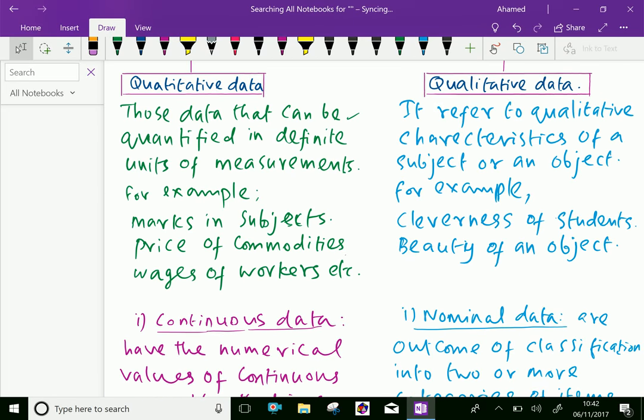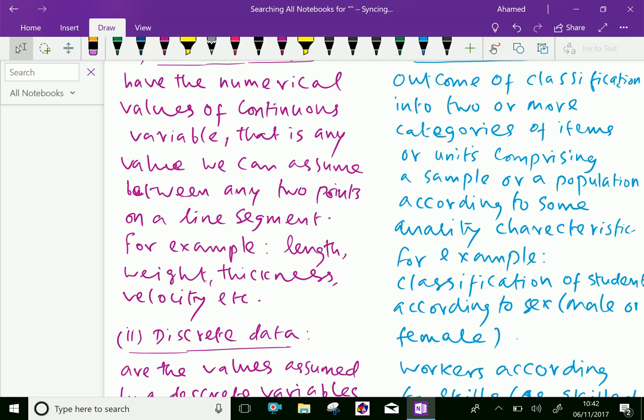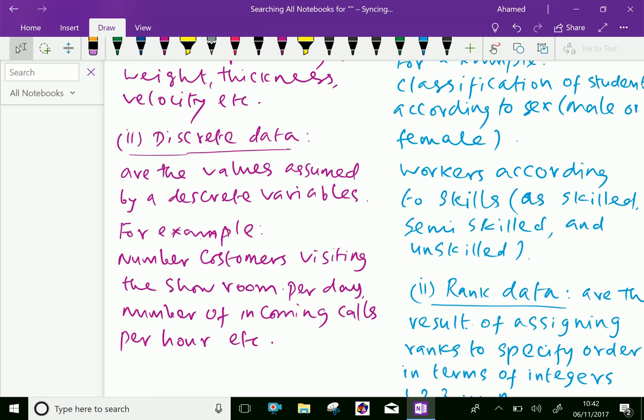Quantitative data are further divided. First one, continuous data. Continuous data have the numerical values of a continuous variable, that is, any value we can assume between any two points on a line segment, for example, length, weight, thickness, and velocity, etc. And the second one, discrete data. Discrete data are the values assumed by a discrete variable, for example, number of customers visiting the showroom per day or number of incoming calls per hour, etc.